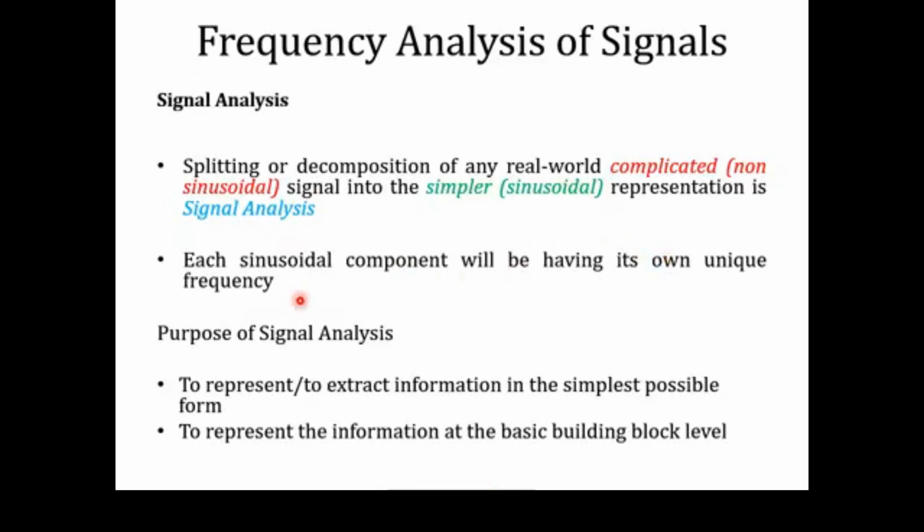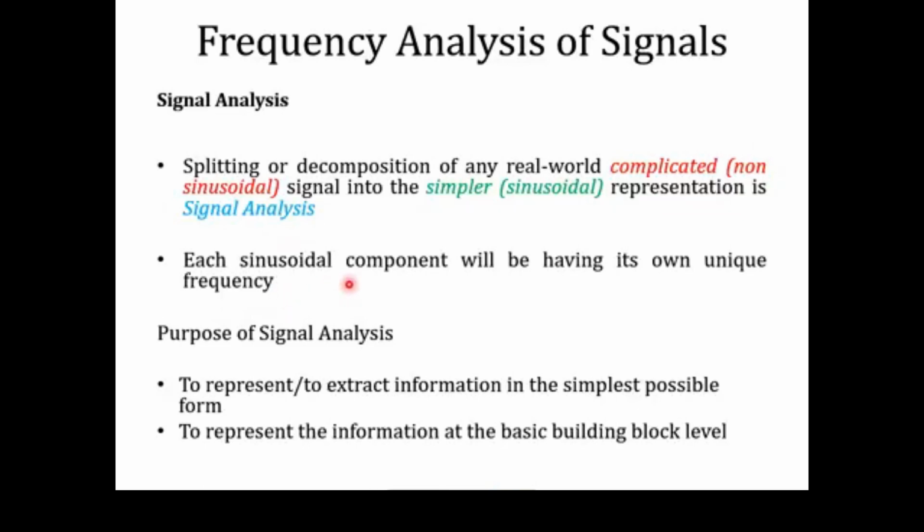As we discussed in the example of white light analysis, each component color of a white light will have its own unique properties. Similarly, every sinusoidal ingredient will have its own unique frequency value because frequency is the parameter which makes a given sinusoidal signal different from the other one.